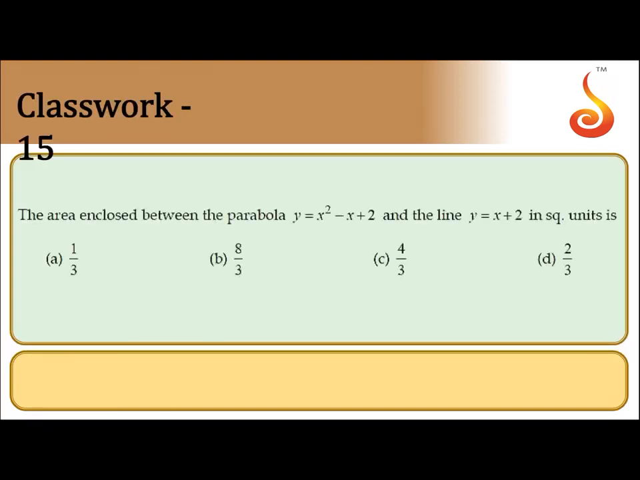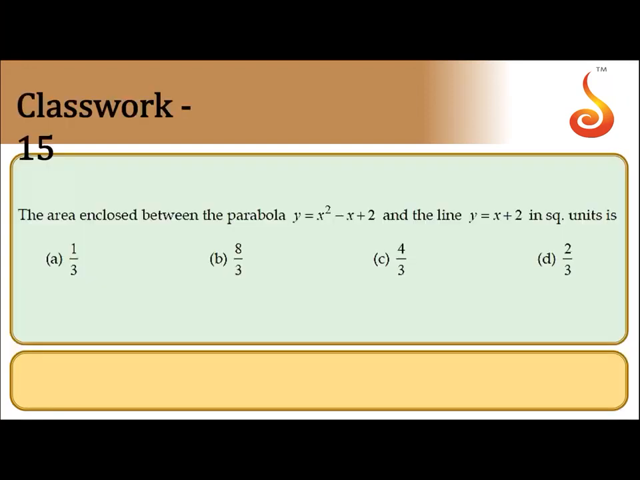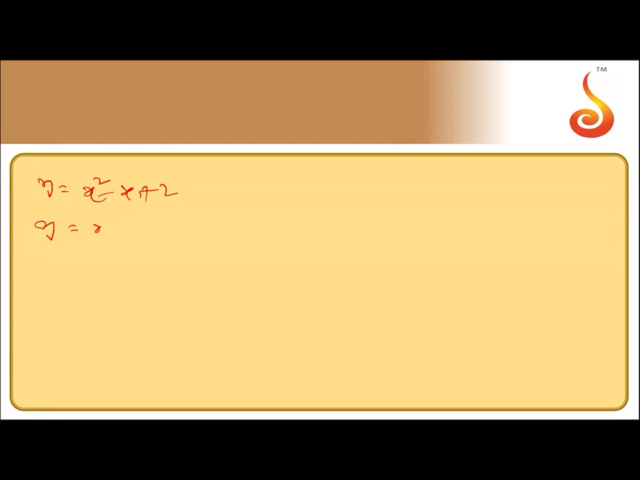Coming to the next one, area enclosed between the parabola and the straight line. Now, when you take up the parabola and the straight line, area bounded by parabola and the straight line. So let me take up y is equal to x square minus x plus 2, the parabola, and the straight line y is equal to x plus 2.